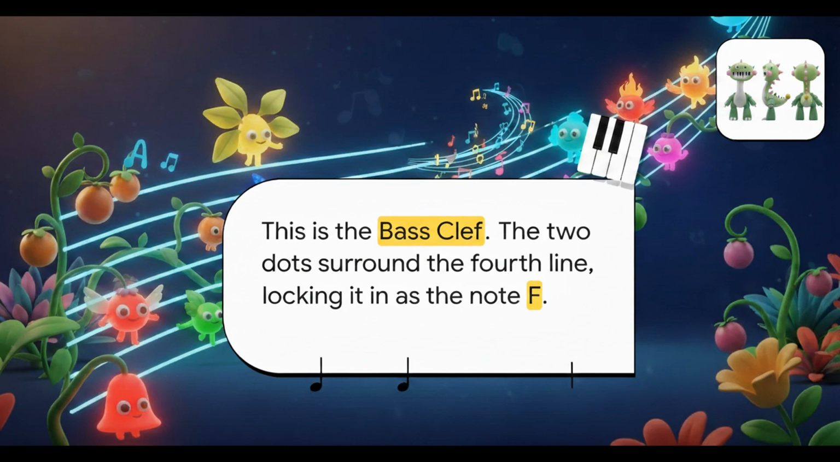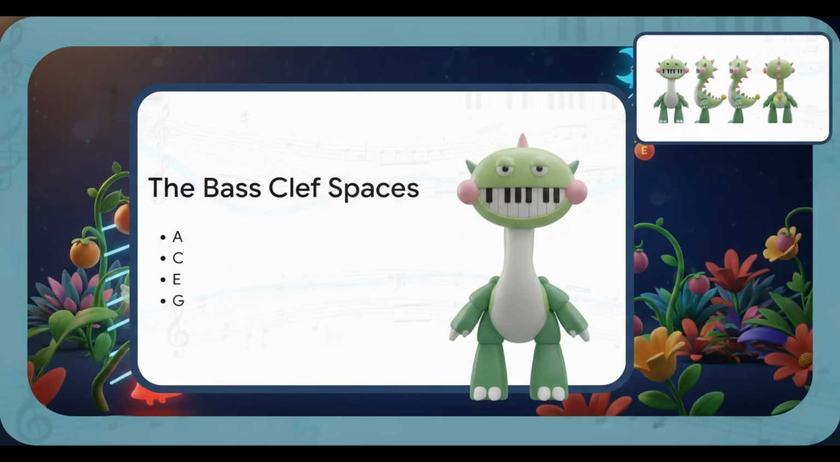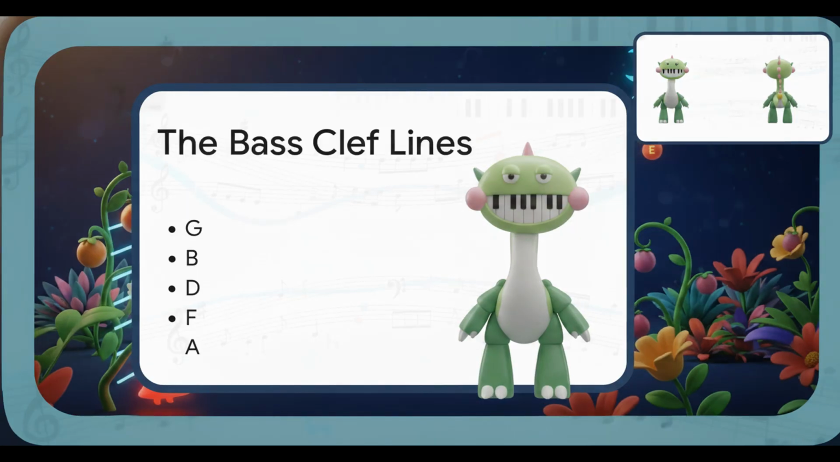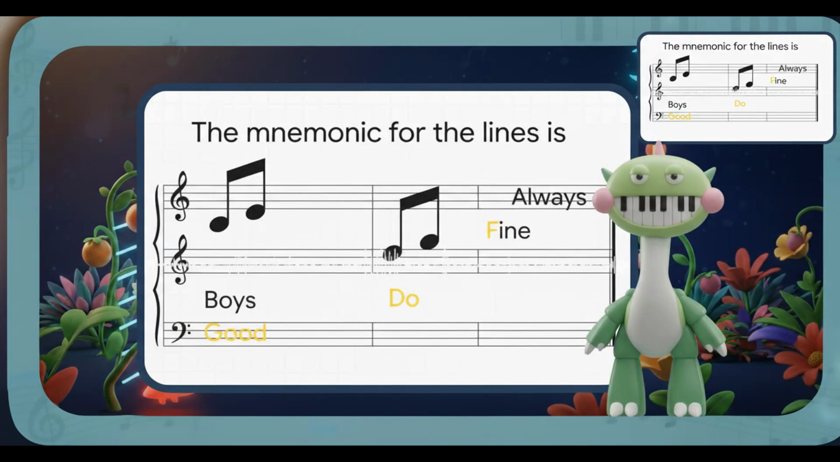So, for the spaces in the bass clef, we've got another handy little phrase. The notes, again, from the bottom up are A, C, E, and G. And to remember them, just think of this. All cows eat grass. I know, it's a little silly, but hey, it works. It makes it super easy to remember A, C, E, G for the spaces. Okay, last one for the bass clef, the lines. From the bottom up, we have G, B, D, F, and A. And the phrase we use for this one is, Good boys do fine always. It's really similar to the treble clef one, which actually helps you remember it. And just like that, you can now read notes on the bass clef too.